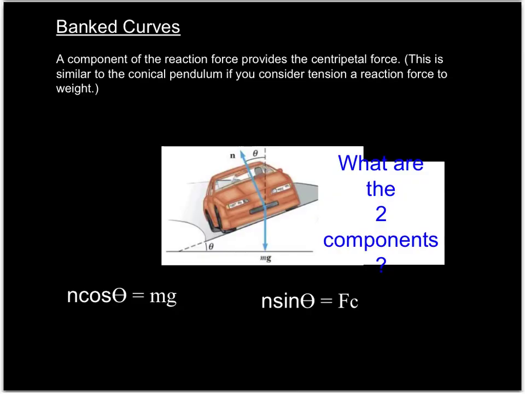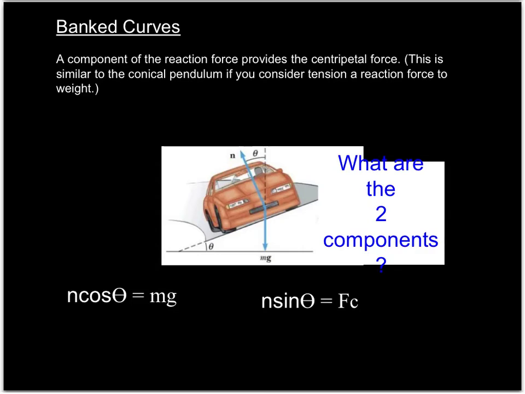Right, now for banked curves, another application of circular motion. We can consider a car moving around a horizontal circle on a banked curve. The banked curve will be banked at an angle theta. The two forces acting on the car will be the weight force mg and the reaction force perpendicular to the surface of the road acting through the tyres, and we'll call that small n.